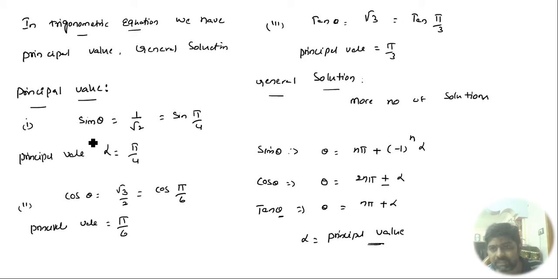So what is the difference between a principal value and general solution? Principal value means one solution, general solution means more number of solutions.